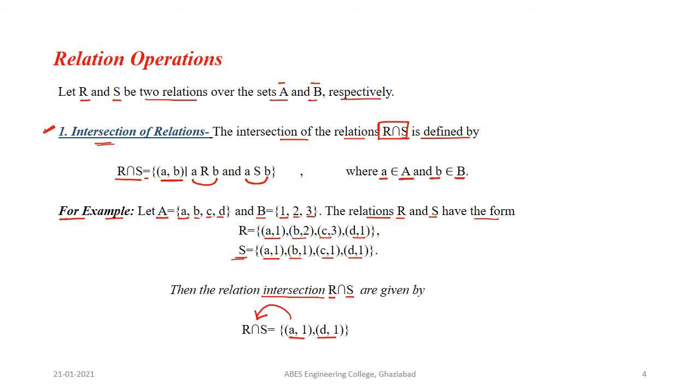Now we have to perform the intersection operation over the relations R and S, and we have already discussed that the intersection will contain the common ordered pairs between the two relations. So we can say that the ordered pairs (a,1) and (d,1) will belong to R intersection S, because these are the only two ordered pairs that are common to both the relations, right?